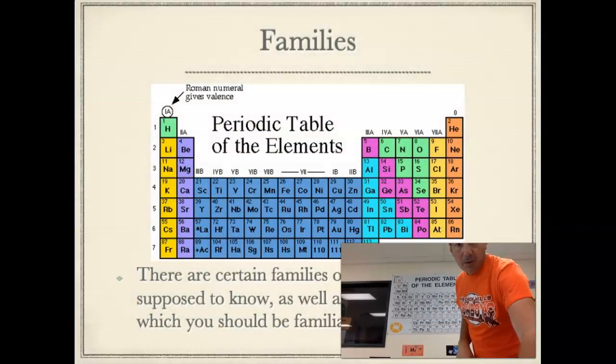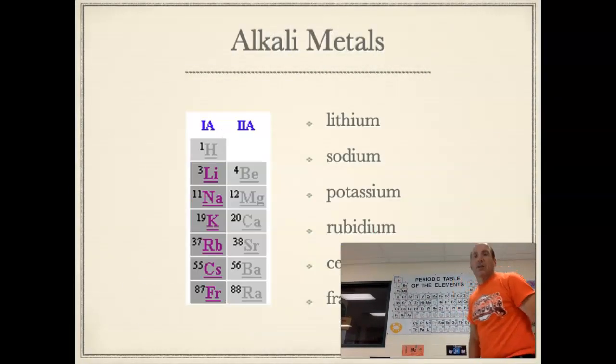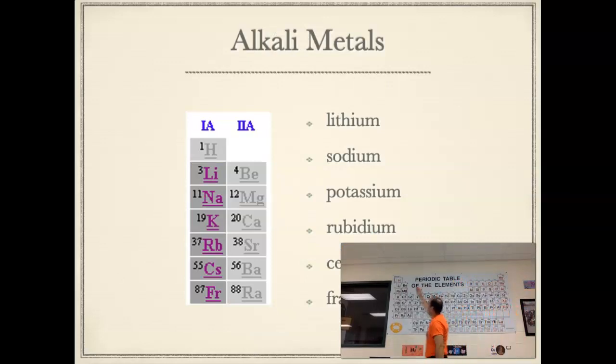The first family is referred to as the alkali metals. That would be lithium, sodium, potassium, rubidium, cesium, and francium.